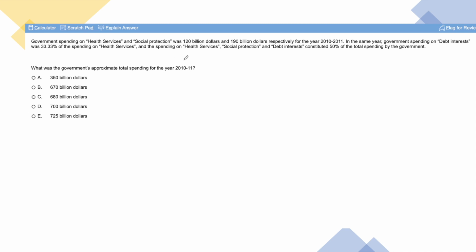So this is actually pretty okay of a question. You might want to write something down. So health, social protection and debt interests, I should note them all down. Health we know is 120 from the information given, 120 billion, but we can ignore the billion, they've given billion in the answers. Let's just treat it as 120 and 190 for social protection.